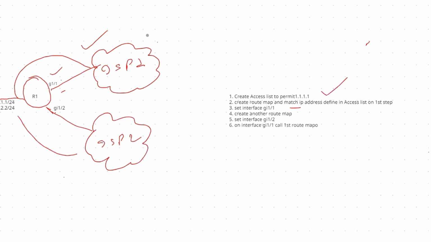And for the subnet 2.2.2, we are going to create another route map, and there we are going to set the interface as gig 1/2 for 2.2.2. Once your configuration is done, in order to implement the configuration on gig 1/1, that is this interface, we have to call our first route map which we have already created initially. Okay, so in this way, via the access list and the route map, we are actually influencing the outgoing traffic.